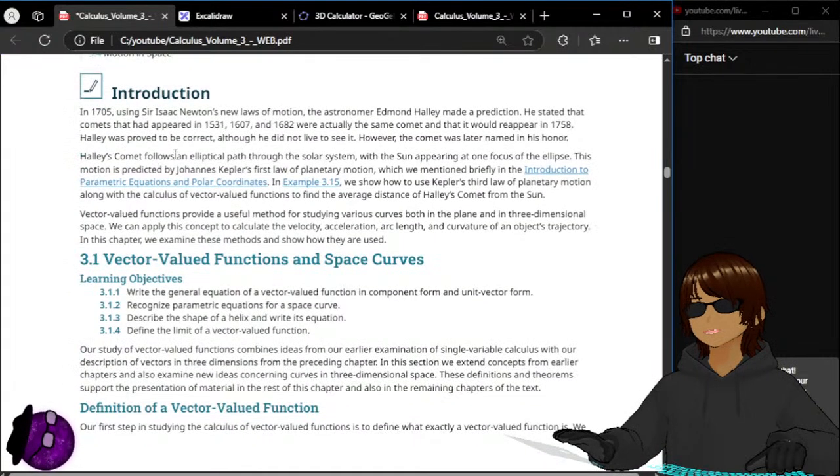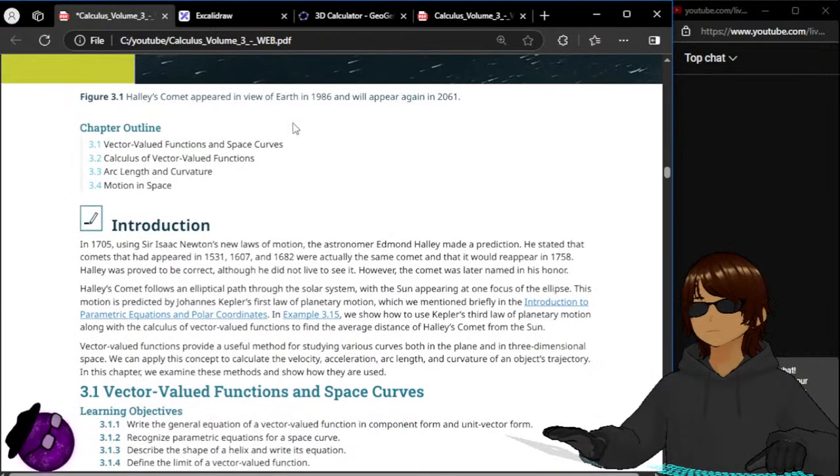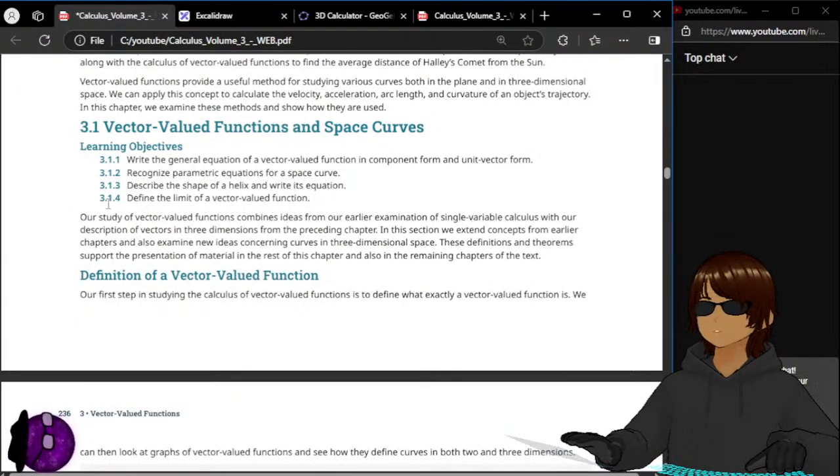Halley's comet follows an elliptical path. Okay, so it appeared again in 1986 and will appear again in 2061. Halley's comet follows an elliptical path through the solar system, with the sun appearing at one focus of the ellipse. The motion is predicted by Johannes Kepler's first law of planetary motion, which we briefly mentioned in the introduction to parametric equations and polar coordinates.